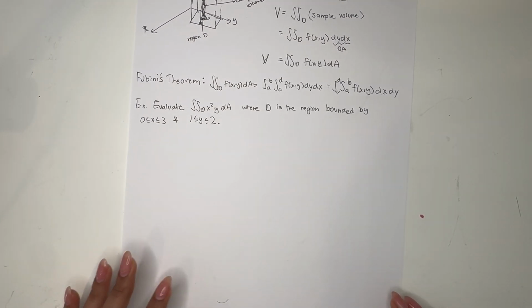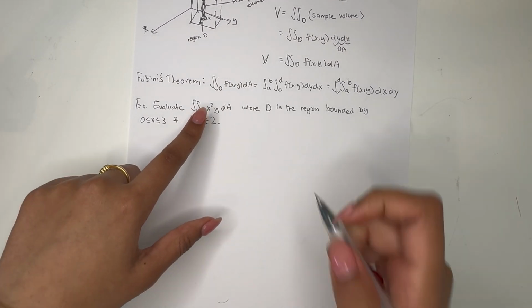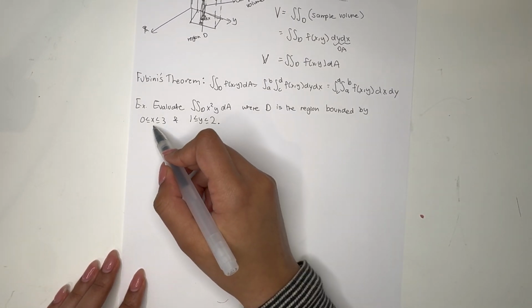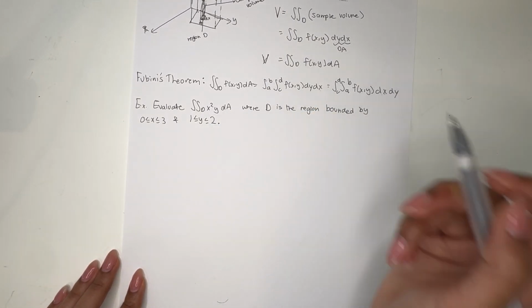Okay, so this is the example problem. We have: evaluate the double integral over the region D, x squared y dA, where D is the region bounded by 0 to 3 for x and 1 to 2 for y.